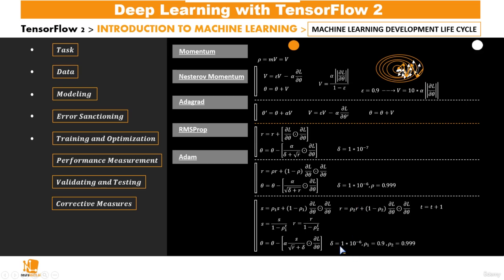Now, typical values for sigma, as we have been saying, is 1 times 10 to the negative 6. Typical values for rho 1 is 0.9, and rho 2 is 0.999. And it should be noted that Adam is the most popular of all these optimization algorithms in practice. For our in-class exercise, you shall implement the Adam optimization algorithm.